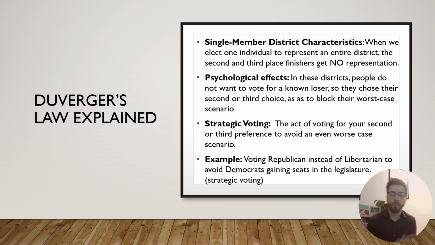That is, we as in one geographical area, from here to Flathead Lake, although that's not necessarily a district. Say that's the geographical area that's voting for a candidate. When we elect one individual to represent an entire district, the second and third place finishers always get 0 representation. What's the psychological effect of having only one candidate win an election and represent an entire district? Well, it is that in these districts, people do not want to vote for a known loser. Say somebody represents everything you believe. They are exactly like you in political nature, but they are polling very poorly. They're only getting 5% of the vote, and they need 50% to win the election.